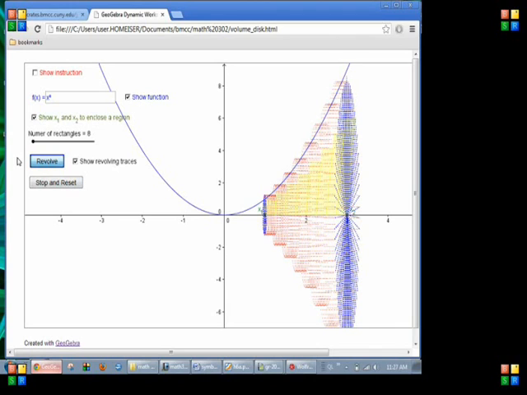Is that just an applet or a cover? This is an applet. Did you write that with applet? Okay.